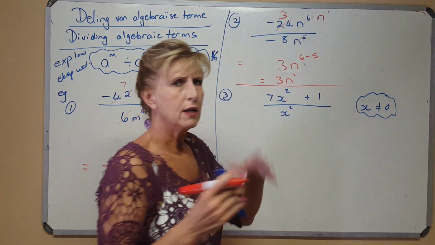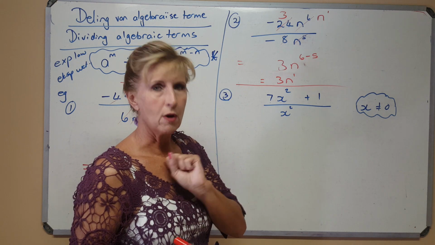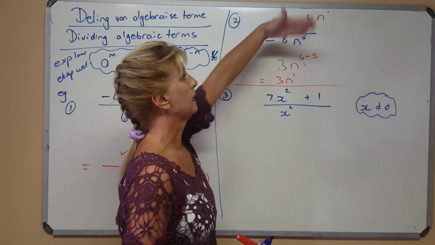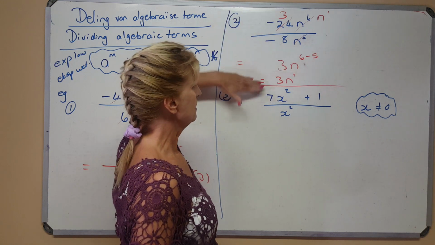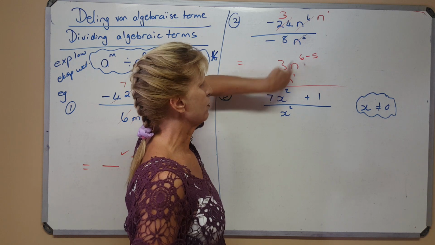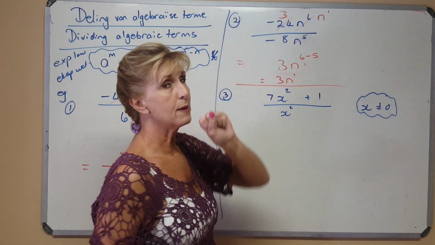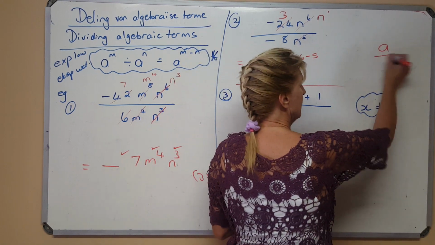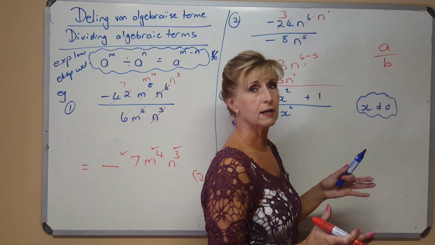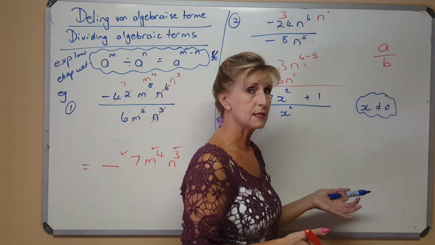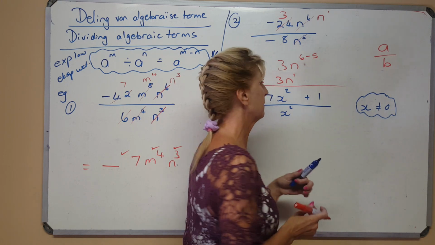Hoekom wys vir jou al die alternatiewe? Whatever vir jou gemaklik werk, maar die groot ding is, eers die tekens, dan die getalle, dan die veranderlikes. First the signs, which was a plus, then the numbers, which became 3, and then the variables. If the bases are the same, subtracting the exponents. If it's a divided by b, that's going to stay a divided by b. As dit a gedeel deur b is, kan jy niks daaraan doen nie. As die grondtalle nie dieselfde is, dan kan jy nie eksponente aftrek nie.